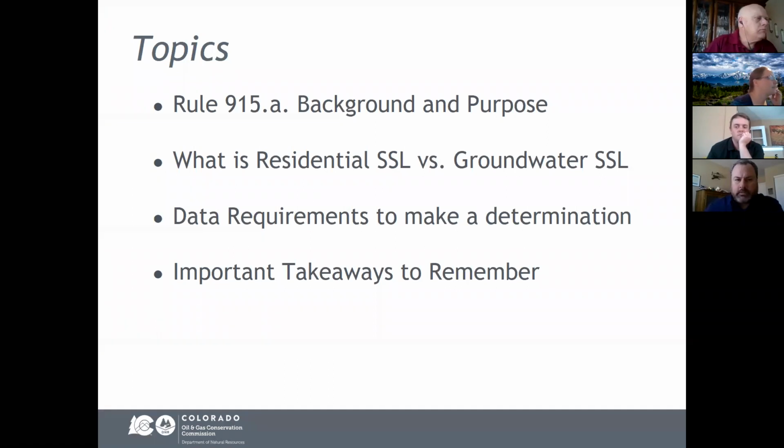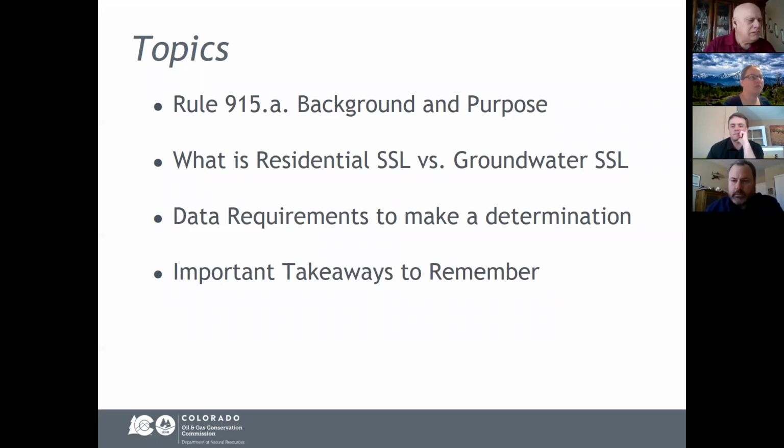So the topics, talk a little bit about the background and purpose. We're going to cover what is the residential soil screening levels versus the groundwater screening levels, the data requirements needed to make a determination on what soil screening levels apply at a site, and then I'll wrap it up with some important takeaways to remember. So next slide, please.